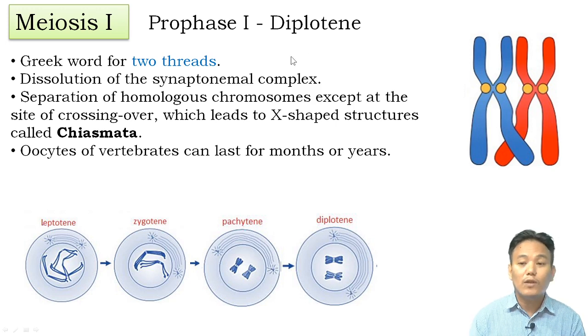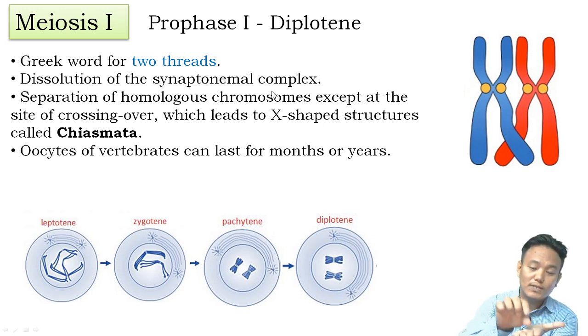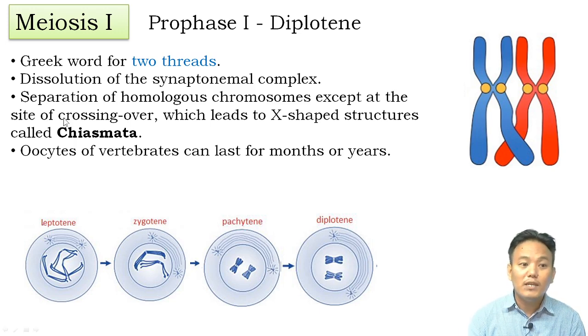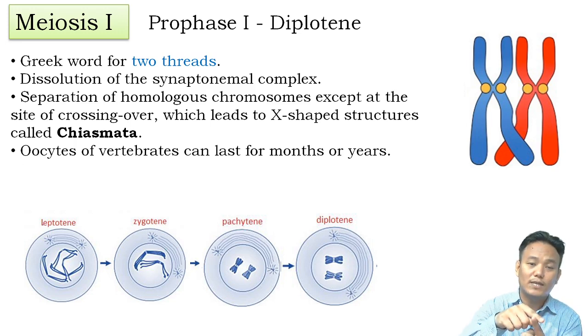In the Diplotene stage, what happens is there is a dissolution or breakdown of the synaptonemal complex. The synaptonemal complex proteins start dissolving. Right? They start dissolving, which means the homologous chromosomes become separated. And they remain attached only at their crossing over site.